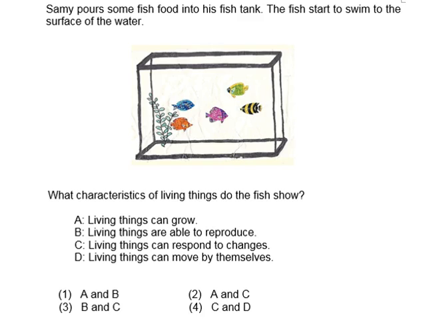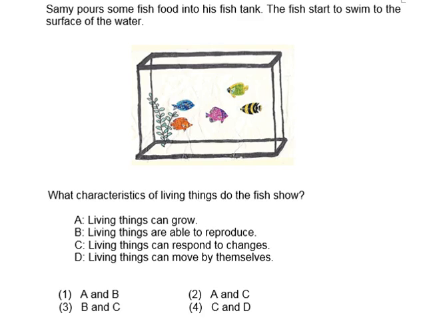So let's look at the question again. Sammy pours some fish food into his fish tank. The fish starts to swim to the surface of the water. So when you pour some fish food, the fish starts to swim towards the food. Now let's look at the options.